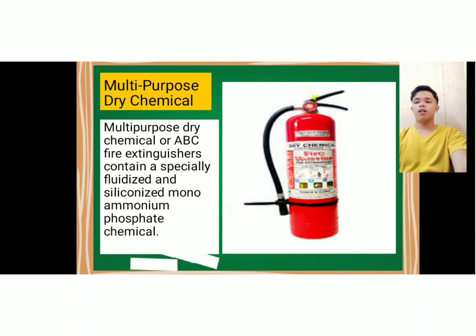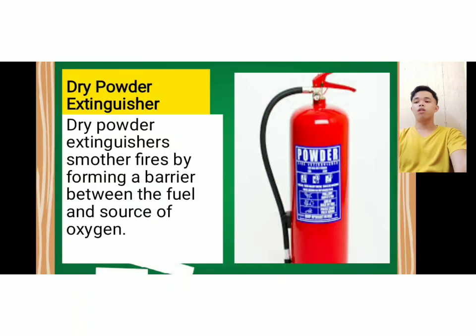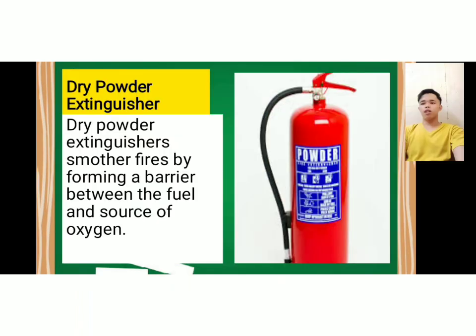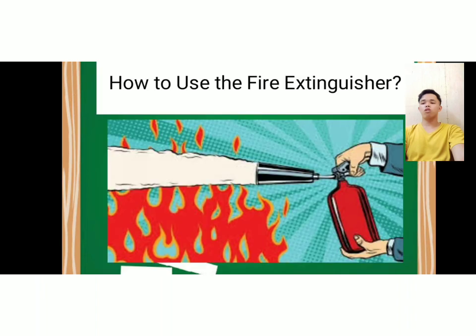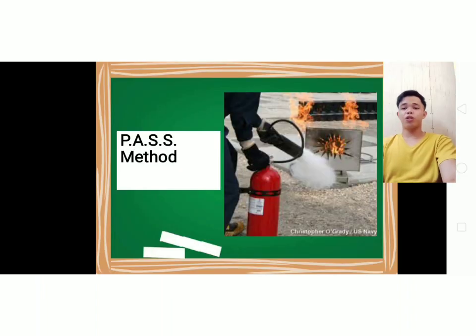Multi-purpose dry chemical or ABC fire extinguishers contain special fluidized and siliconized monoammonium phosphate chemical. Dry powder extinguishers smother fire by forming a barrier between the fuel and the source of oxygen. How to use a fire extinguisher?